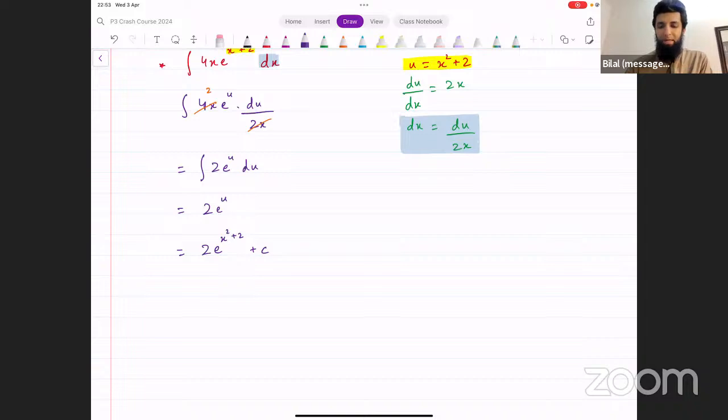Okay. So this is how integration by substitution works. Now, Sir, won't we even divide by u while integrating?